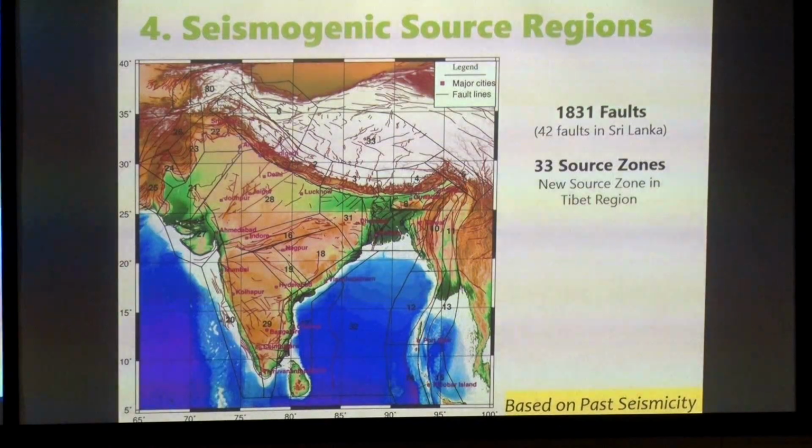And then once that is done, finally the entire country was again demarcated into 33 seismic source zones. You can see it also includes a region in Tibet and so on. So we don't consider just the seismicity within the country, because of course earthquakes do not understand political borders. That is where it was important to consider that also. And there were some 1831 faults which were considered, including 42 in Sri Lanka.